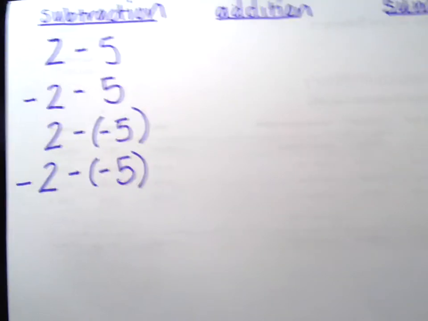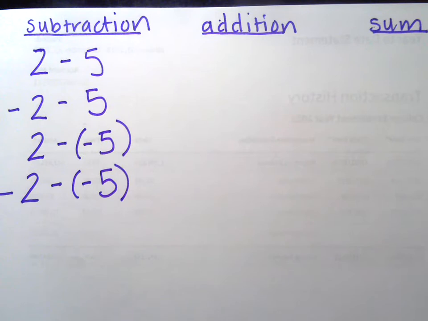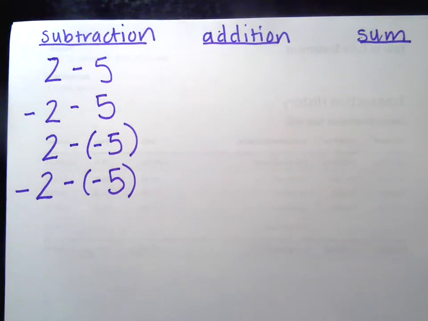Hey everyone, today we are talking about the algorithm for subtracting integers. Basically, the algorithm involves changing the subtraction into addition. So you change the subtraction symbol to a plus symbol, and then you change the sign of the second number. You make it the opposite. And we're going to look at how this looks on the number line.